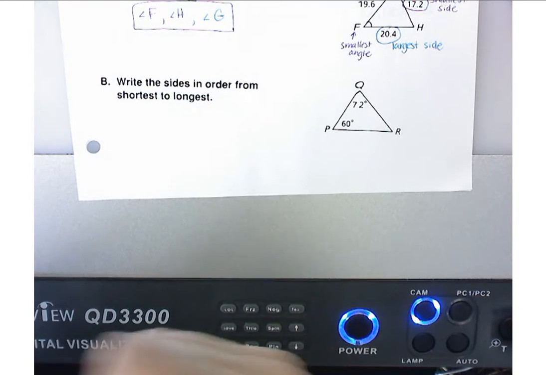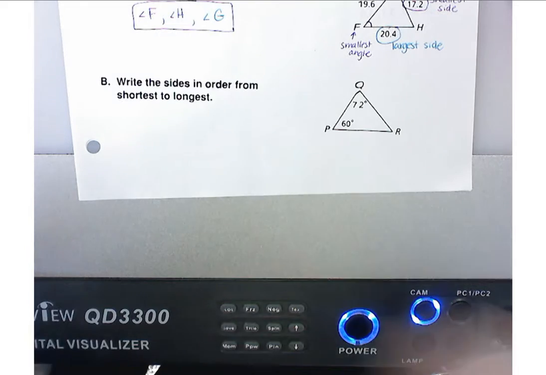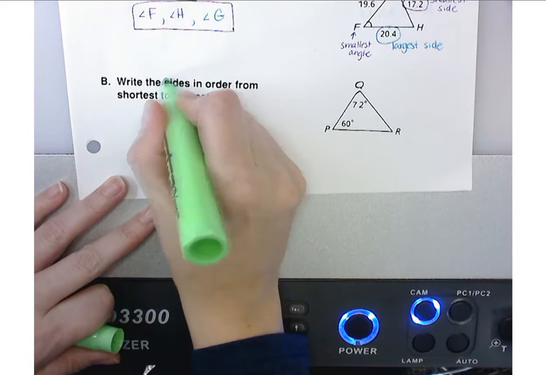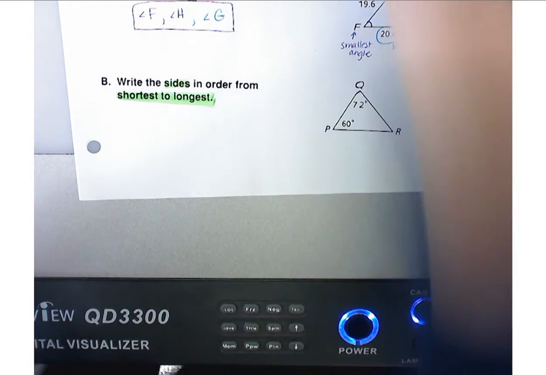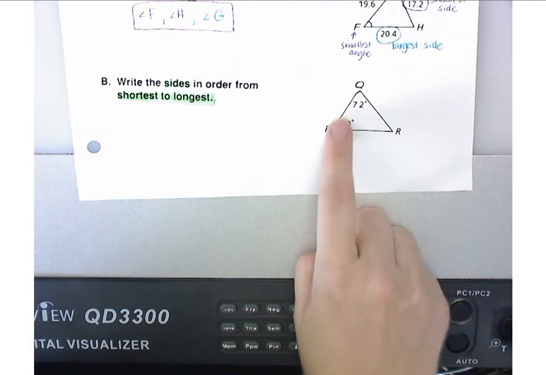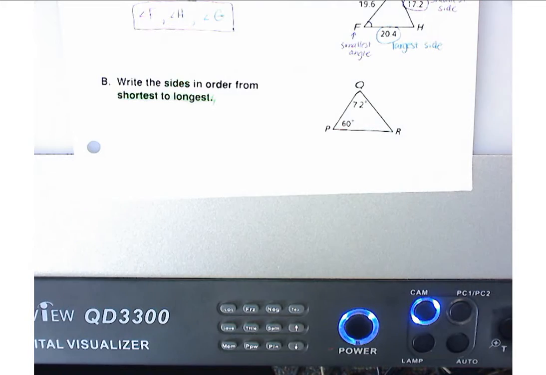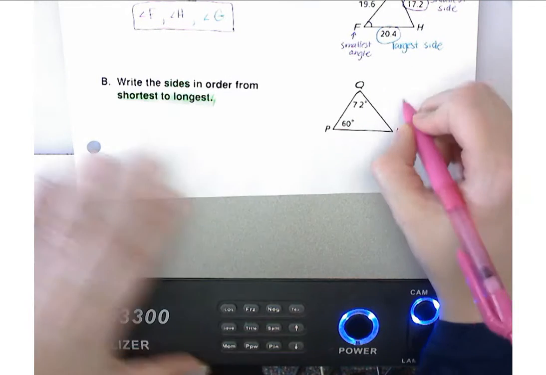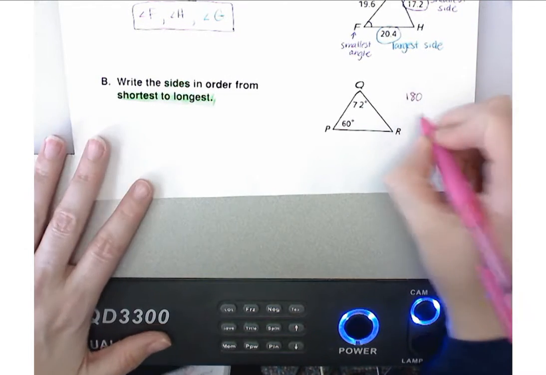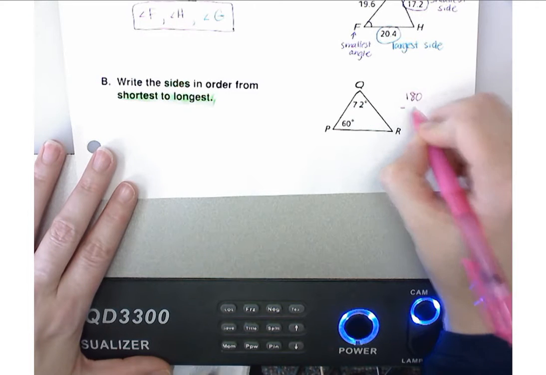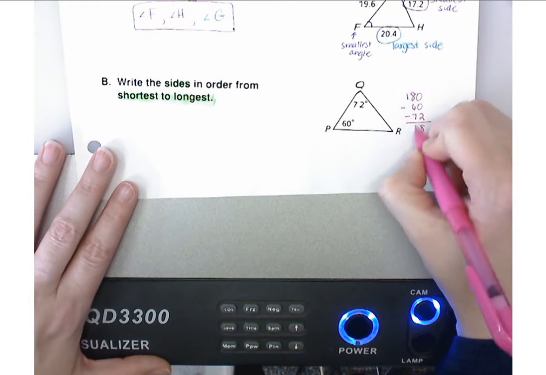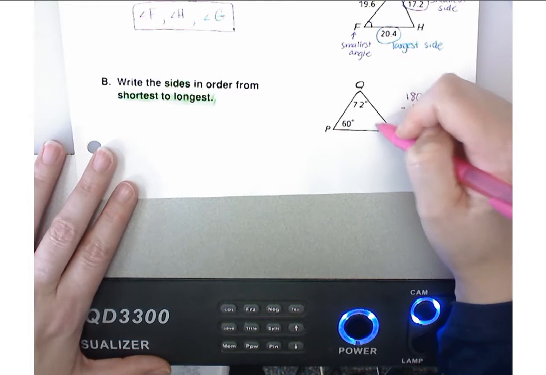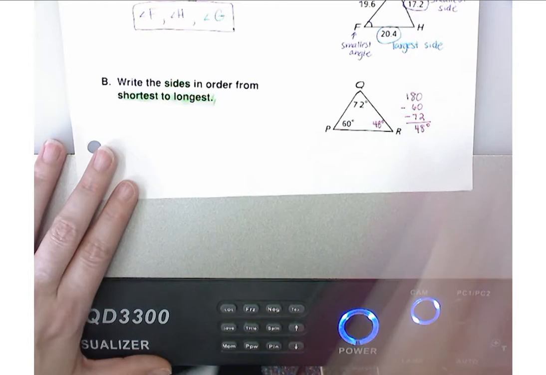Part B is very similar, but now you are looking at the sides. And the sides you are writing from shortest to longest. So to find the shortest side, we have to find the smallest angle, but we're only given 2 angles. Luckily, we know every triangle is 180 degrees, so if I want to find that missing angle, all I have to do is subtract 60 and 72. And then I can figure out that this missing angle here is 48 degrees.